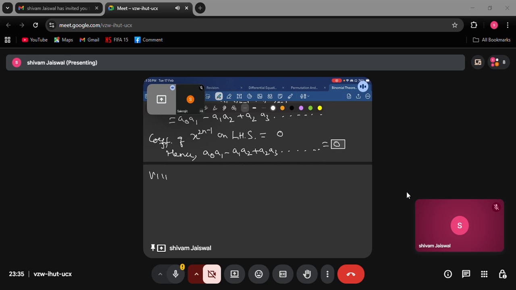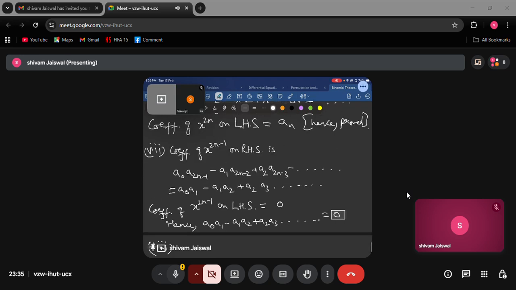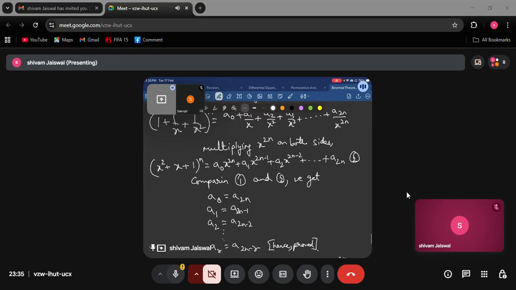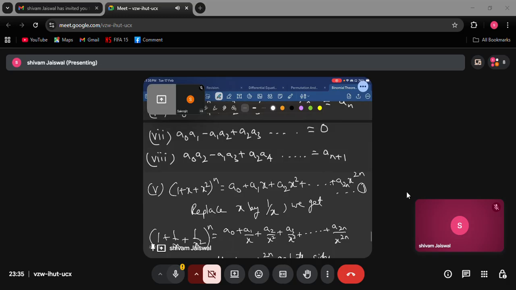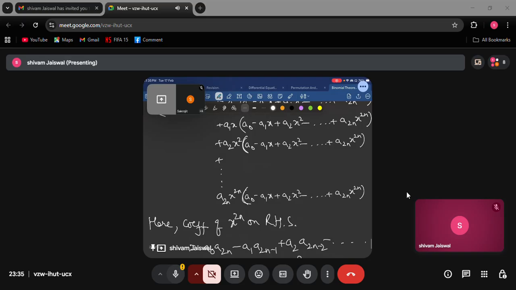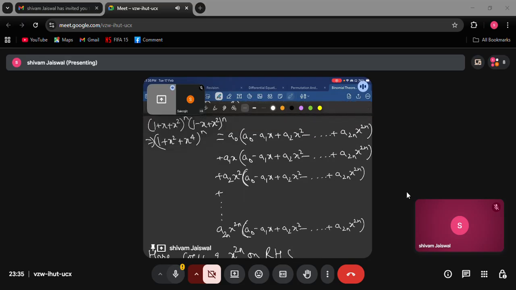Part 8. I'll just look at the coefficients. Coefficients are A0, A2. Let us see. Everyone, pay attention carefully. A0 and I need A2n minus 2. A0 and A2n minus 2 is the coefficient of x to the power 2n minus 2 only.